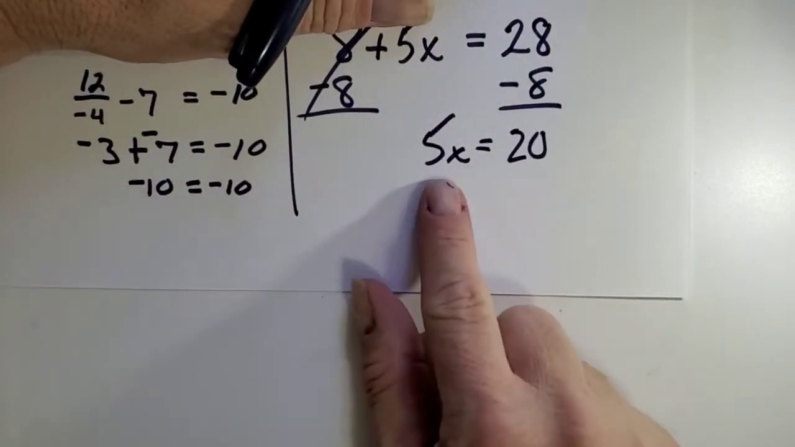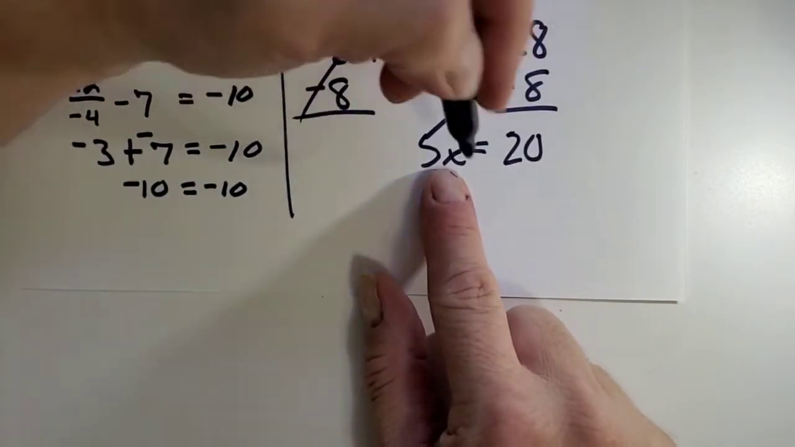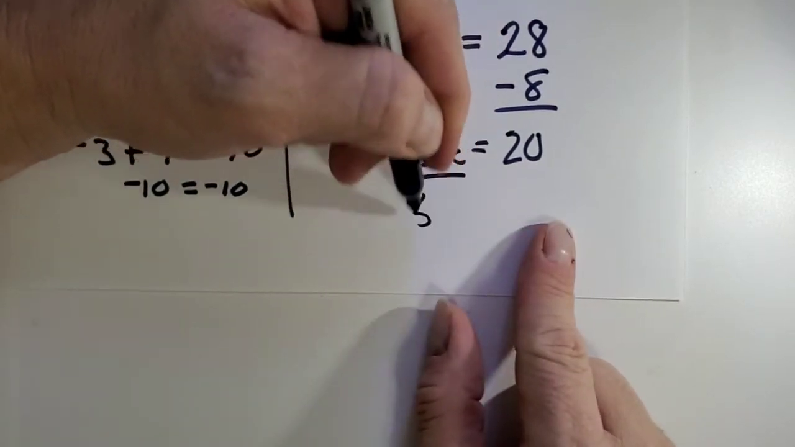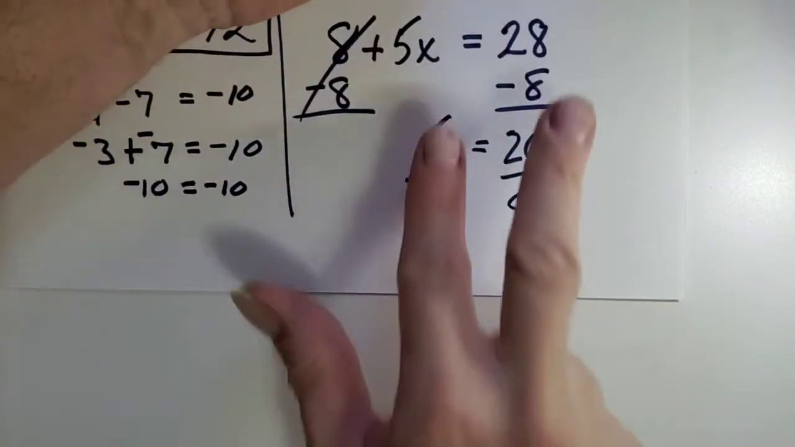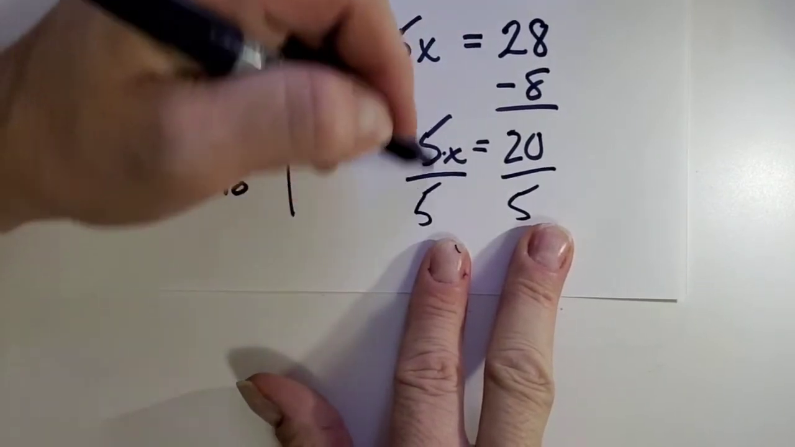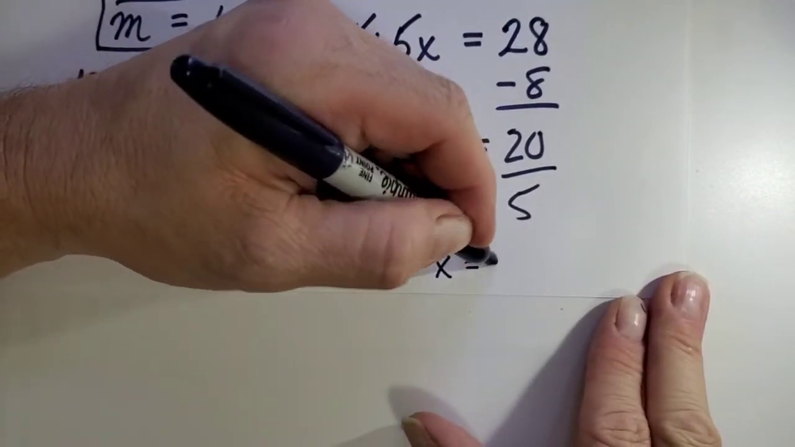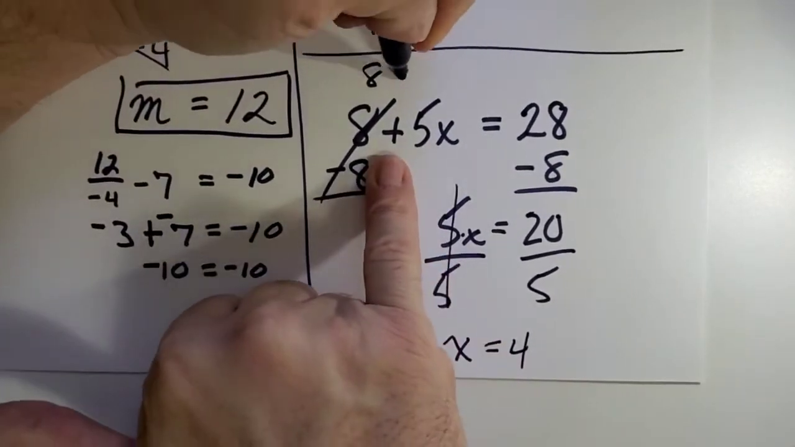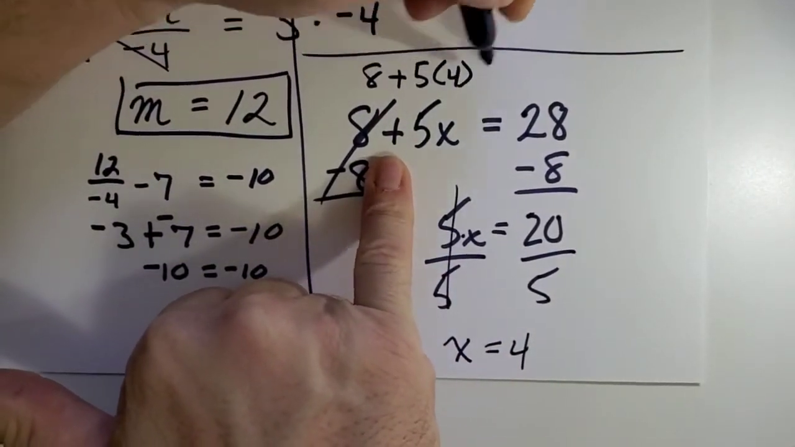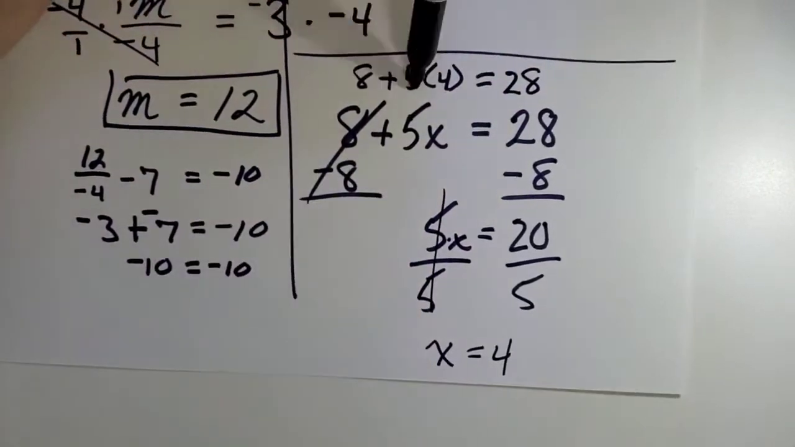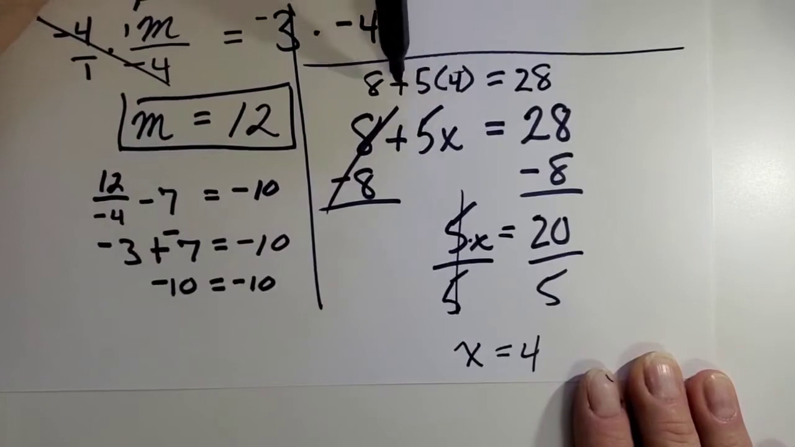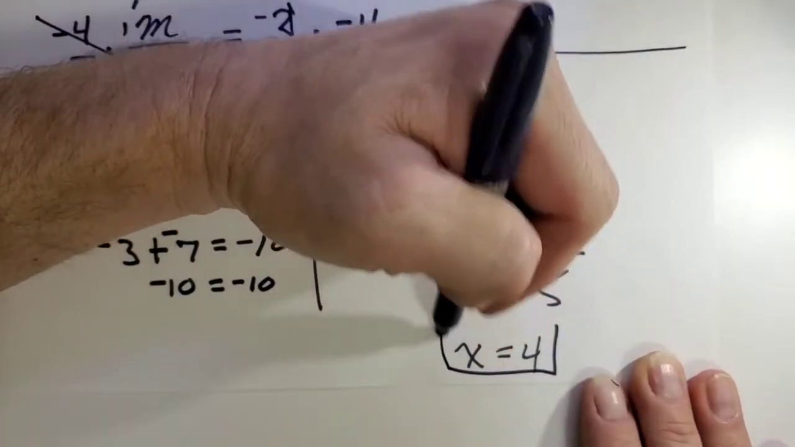Back to the variable side. What's with it? Multiplying by 5. You're going to do the opposite of multiplication. Opposite of that multiplication is to divide. So let's divide both sides by 5, and you'll get a final answer. X is 4. Now you can go back up in here, and you can make the X 4 and see if it works, and it does, because order of operations says you'd multiply and then add. So very nice. There you go.